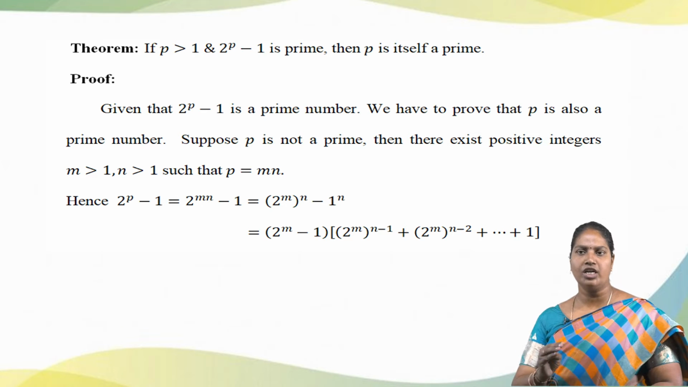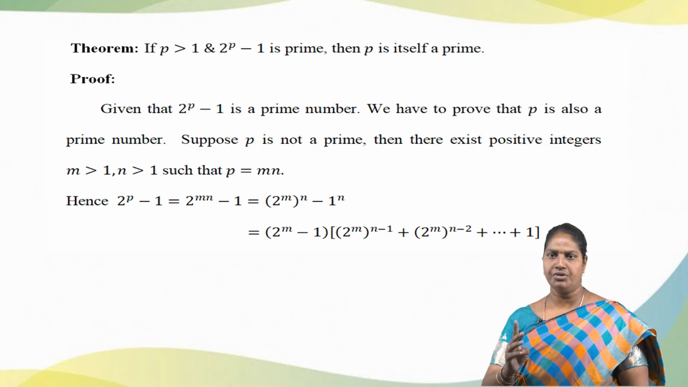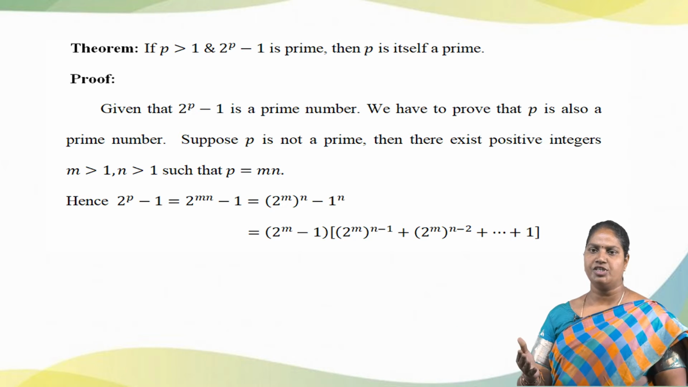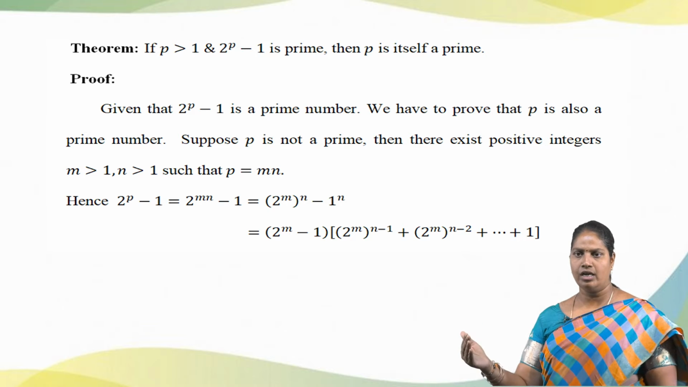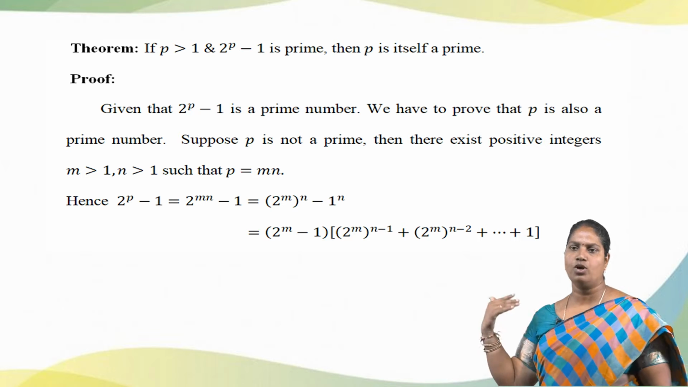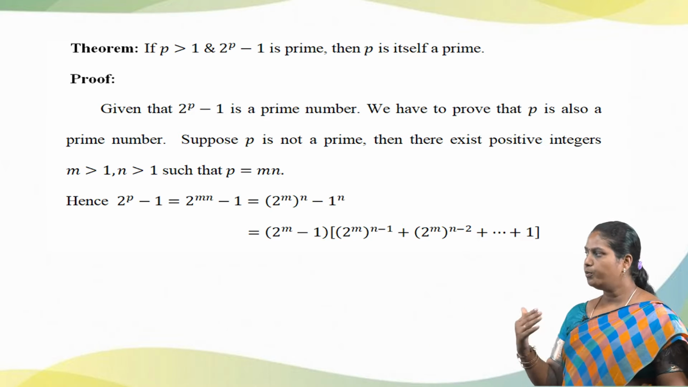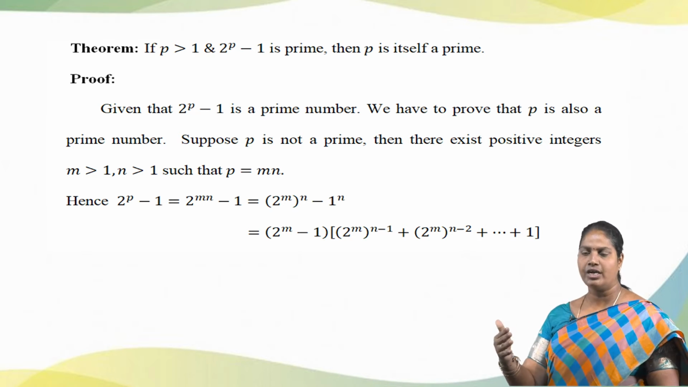Suppose that p is not a prime, then there exist positive integers m and n, both greater than 1, such that p is equal to mn. P is not a prime means it is a composite number, so this is possible. Now consider the expression 2 power p minus 1, which is equal to 2 power mn minus 1, which can be rewritten as (2 power m) the whole power n minus 1 power n. That is, (2 power m minus 1) times ((2 power m) the whole power n minus 1 and so on).